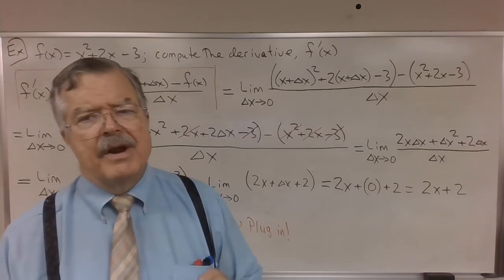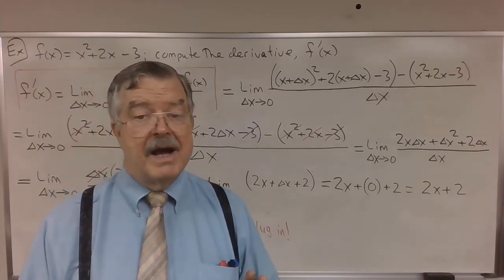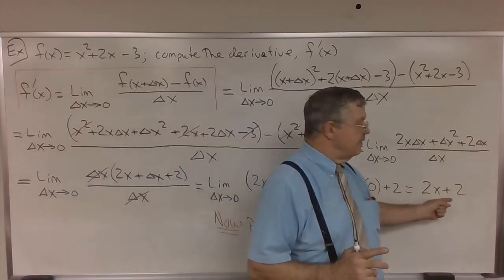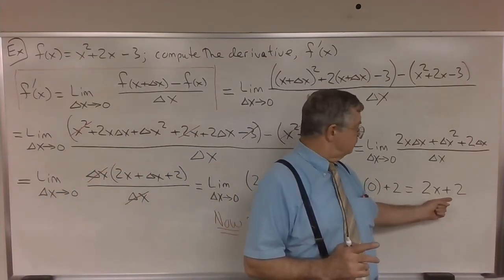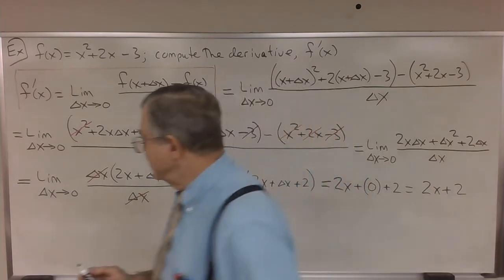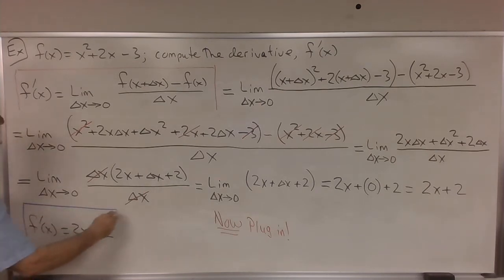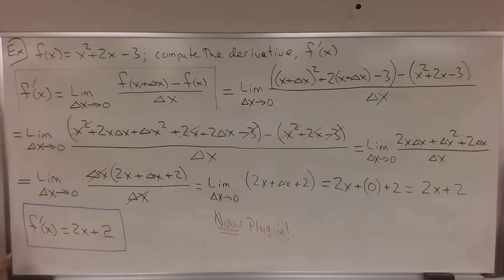Up until now, whenever we've computed a limit, we always got a number for an answer. This is the first time that we computed a limit where our answer was actually a function. So let's write our result down. F prime of x equals 2x plus 2. Very good. And we will encapsulate that, showing that this is our answer.